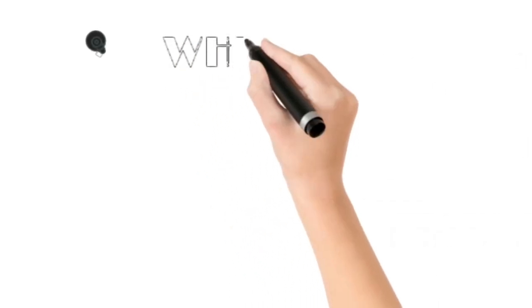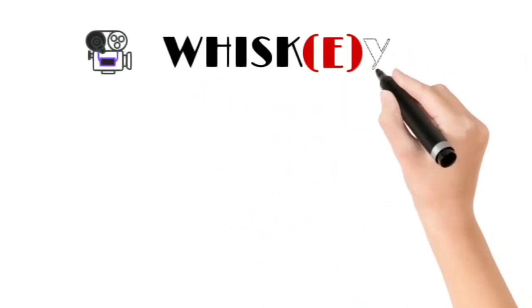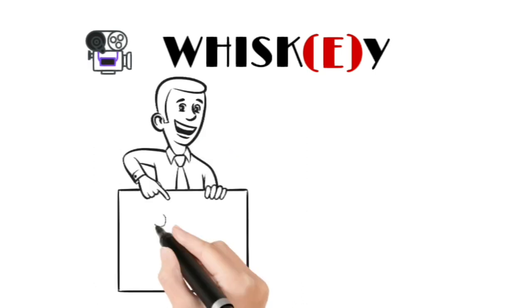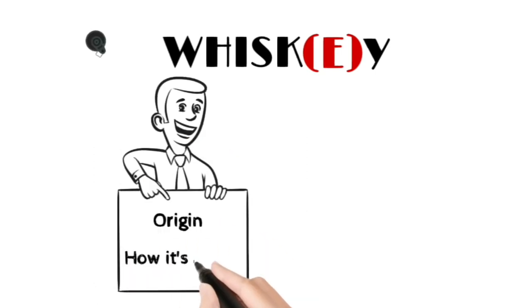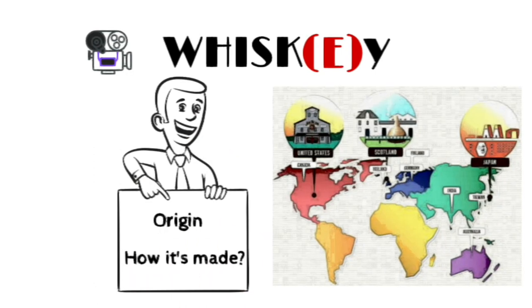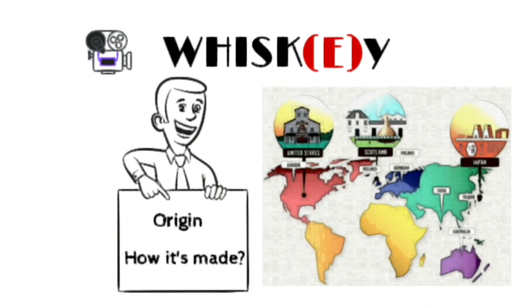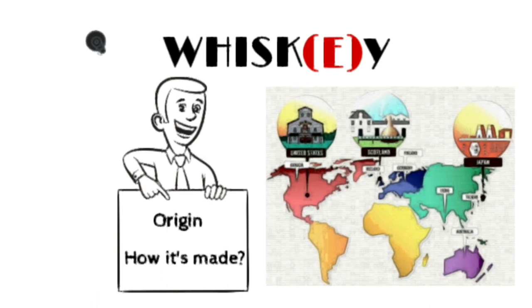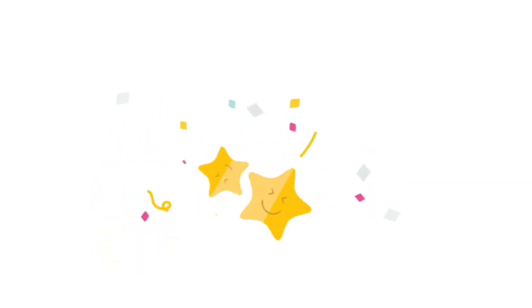In this video we are going to see complete details about whiskey: the origin and history of whiskey, how whiskey is made, and what Scotch, American, Irish, and Canadian whiskey are. It's going to be really interesting, so kindly watch the video till the end.